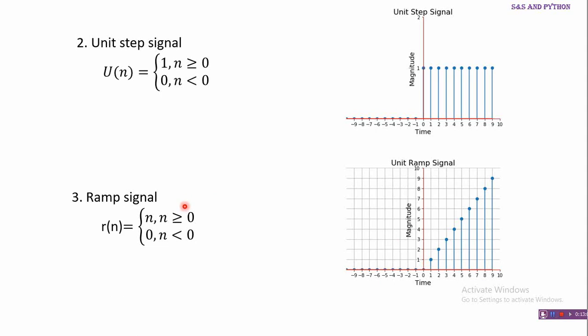Suppose it is other than unit strength, then it will have that particular scaled value as n increases. Say, for example, it is 2 times r of n. So that is a ramp signal with strength 2. Then when n is equal to 1, the value is equal to 2, and when n is 2, its value will be equal to 4. That is, twice the value of n.